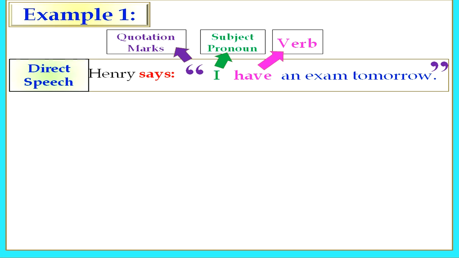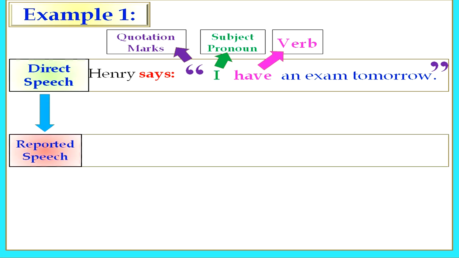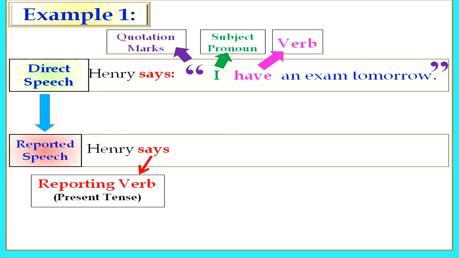Now to change this sentence from direct into reported speech, we pay attention to the following. First, we start by Henry says. Says here is the reporting verb, and it is in the present tense. Next is the colon. We can use the colon or comma after the reporting verb in direct speech, but we use neither the colon nor the comma after the reporting verb in reported speech.